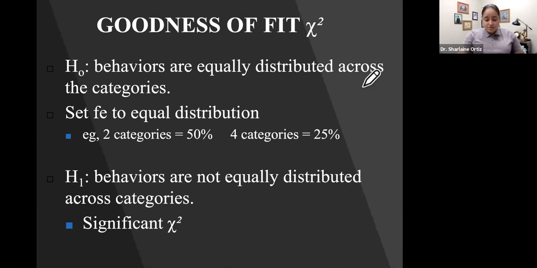Now, in regards to the goodness of fit, in the null hypothesis, remember that we are going to assume that all of these behaviors are equally distributed across these categories. Again, when we are referring to the null hypothesis, we are assuming that there is no difference, that everything is equally distributed. Those tallies are equally distributed, that frequency is equally distributed in that same category.